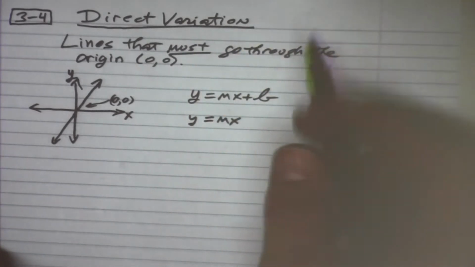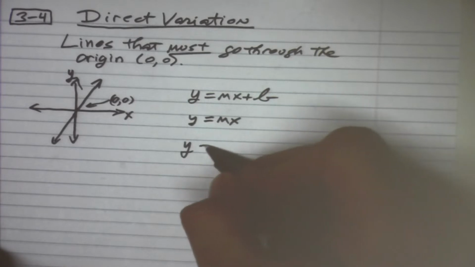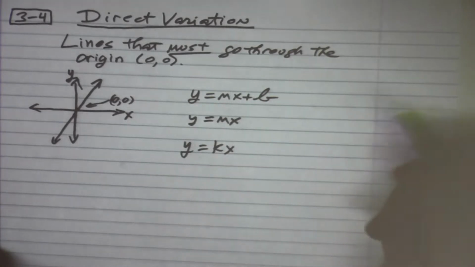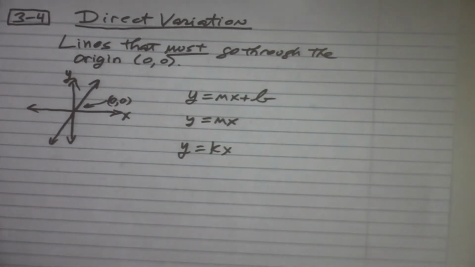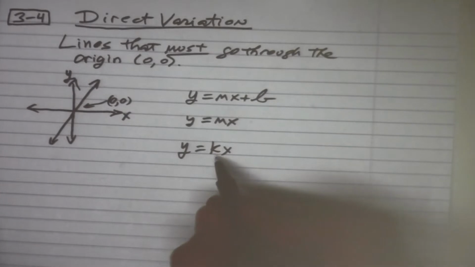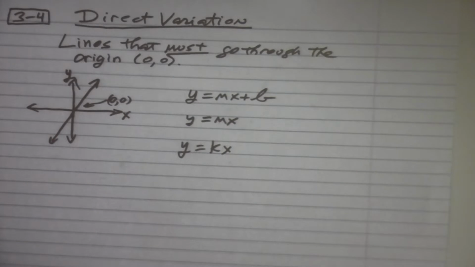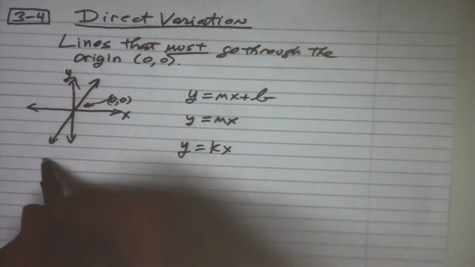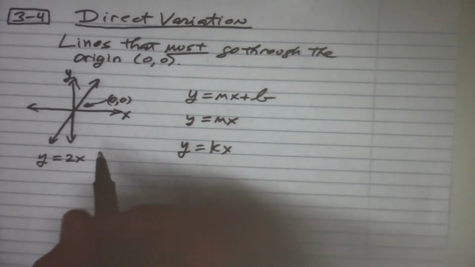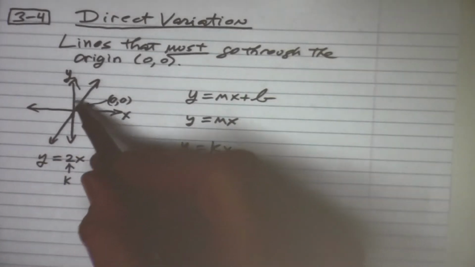And for direct variation, we call the slope, or the number multiplying the x, k instead of m. It really means the same thing, but you want to get used to the format and the wording and the letters that are normally used by most people. So we're going to call it k for now. As an example, this one may be y equals 2x. So in this case, the k is 2, the constant number that doesn't change in the equation.